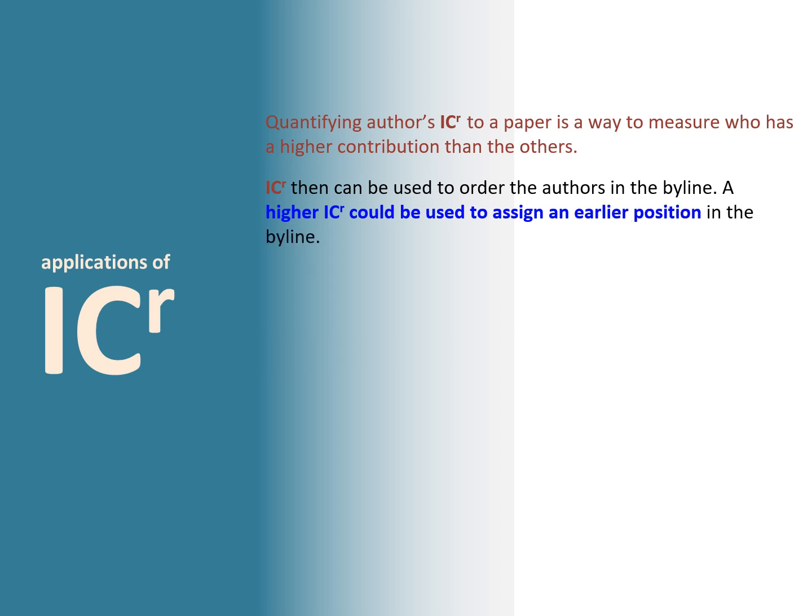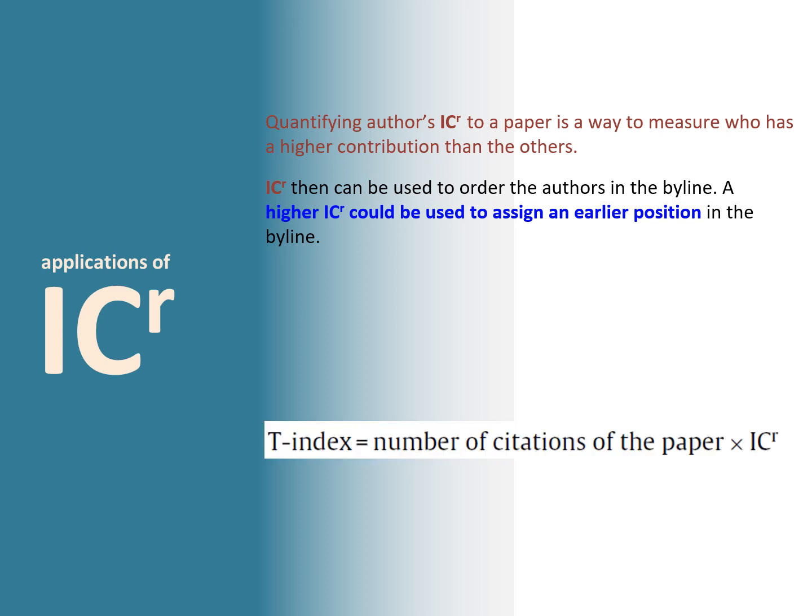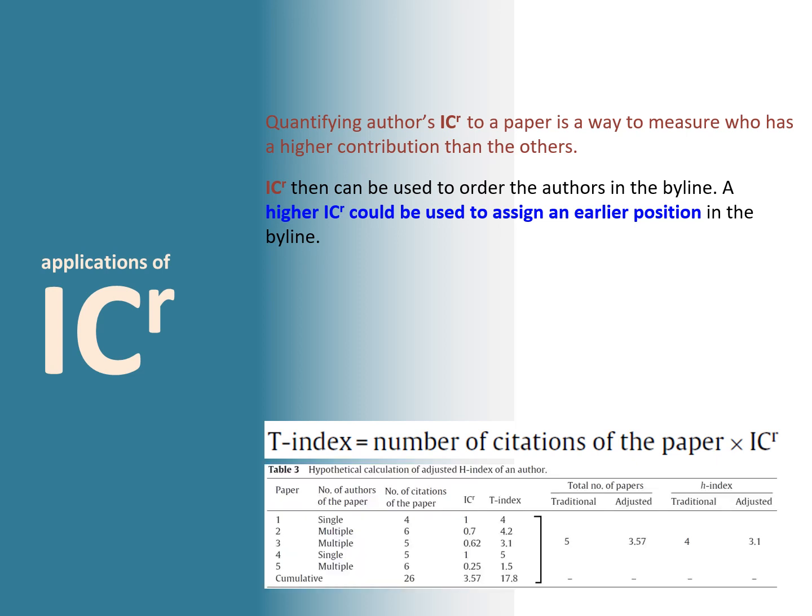The impact of a scientist is popularly measured by the citation of a paper. Any citation that is received by a paper is generally claimed by all authors, although they have different contributions. Therefore, ICR could be used to calculate T-index to distribute citation of a paper according to the ICR. It also can be used to calculate a modified H-index to overcome the concern of overfluousness of how H-index is being used currently.